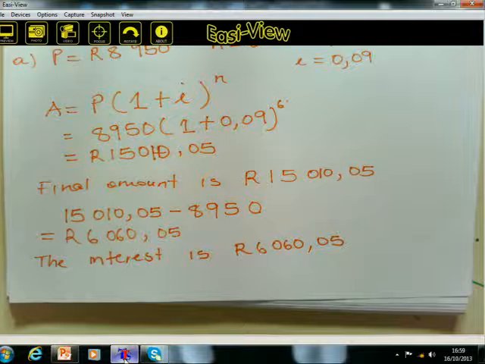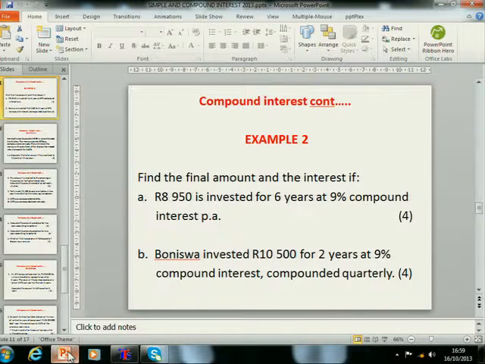Let's move to our next question actually. Boniswa invested 10,500 for 2 years at 9% compound interest, compounded quarterly. So let's see what we have there.